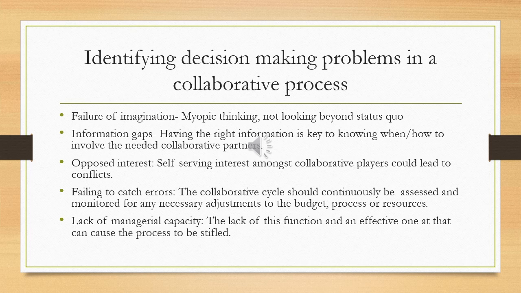This week's discussion will focus on decision making in a collaborative process. How do we identify, first of all, problems with decision making? During a project phase, we would notice a failure of imagination, information gaps, opposed interests, a failing to catch errors, and a lack of managerial capacity.